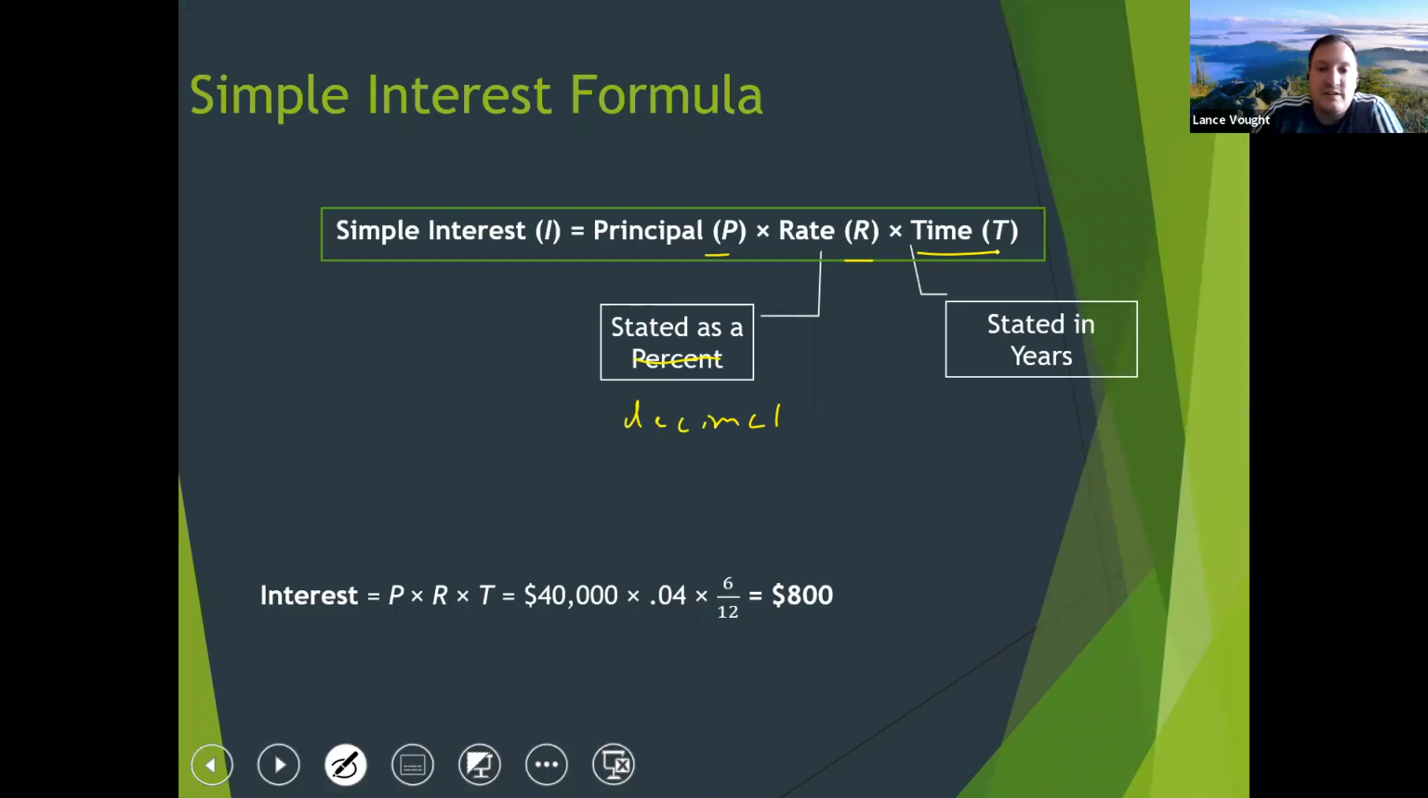It's usually stated in years. So if you are measuring in months, then the denominator for the fraction of a year is going to be 12. If it's days, then it depends. It could be 365 or 360, depending on whether it's ordinary or exact. And then if it's just a full number of years, then you don't have to worry about it. It's just a full number.